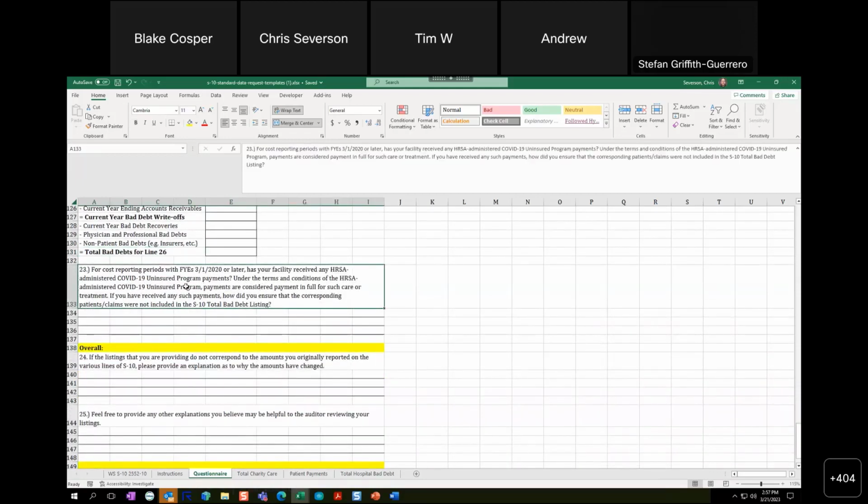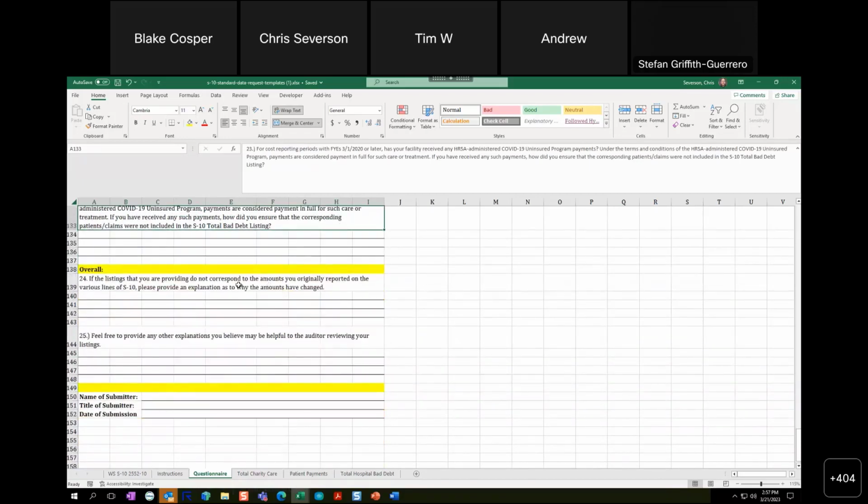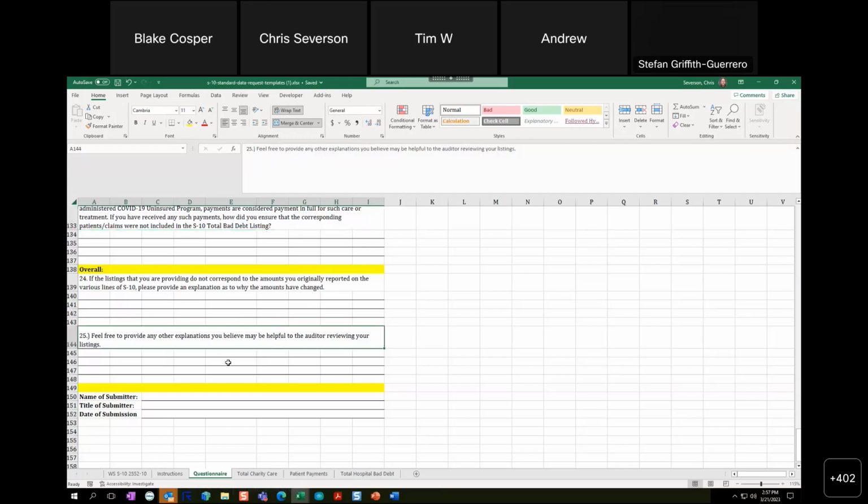And here we have our HRSA COVID question. And number 24, if you did amend your listing, we want to know what's changed. Why have the amounts changed? Why didn't you know about that at the time of cost report submission? This just explains to us that it's going to be different than what was initially on there. So we're starting off right off the bat with an adjustment to add that in or subtract it, whatever. And then number 25 is a catch-all. Are there any other explanations that you think might be helpful?